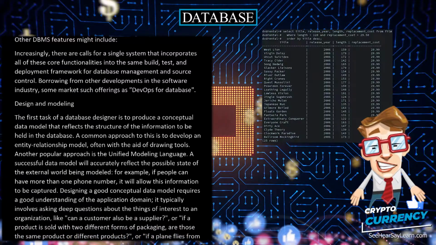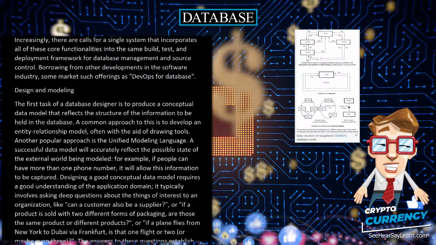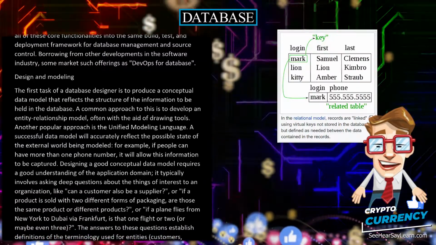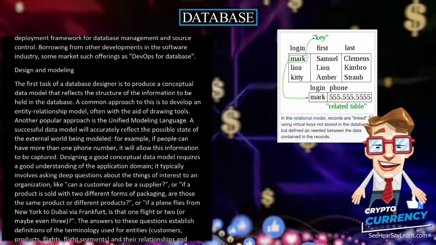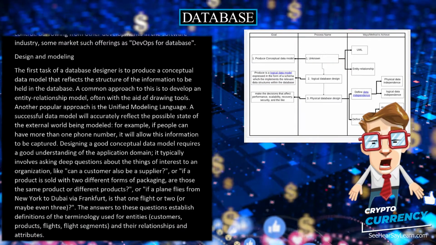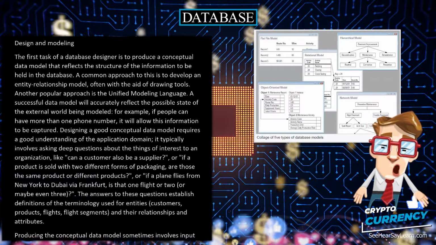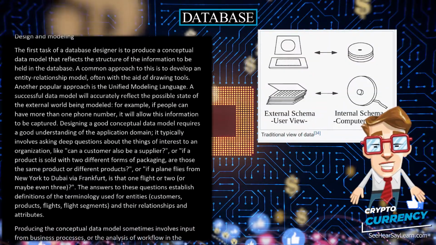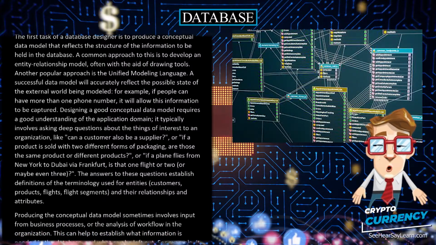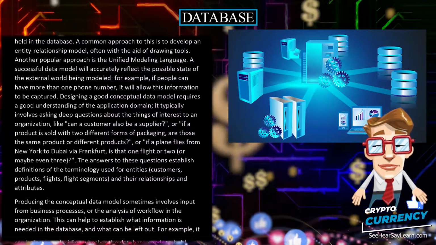Designing a good conceptual data model requires a good understanding of the application domain. It typically involves asking deep questions about the things of interest to an organization, like can a customer also be a supplier? Or if a product is sold with two different forms of packaging, are those the same product or different products? Or if a plane flies from New York to Dubai via Frankfurt, is that one flight or two, or maybe even three? The answers to these questions establish definitions of the terminology used for entities, customers, products, flights, flight segments, and their relationships and attributes.